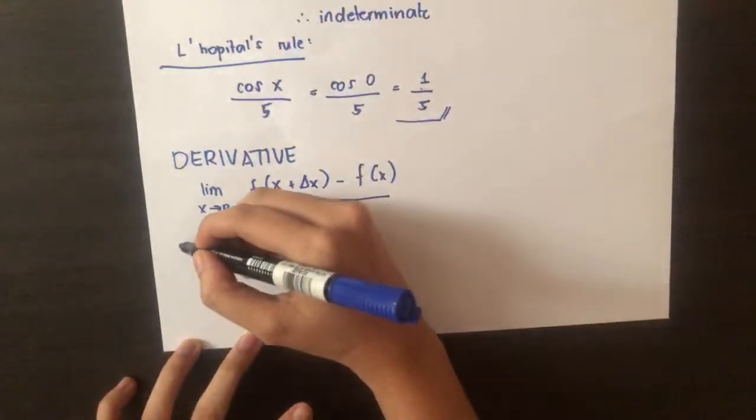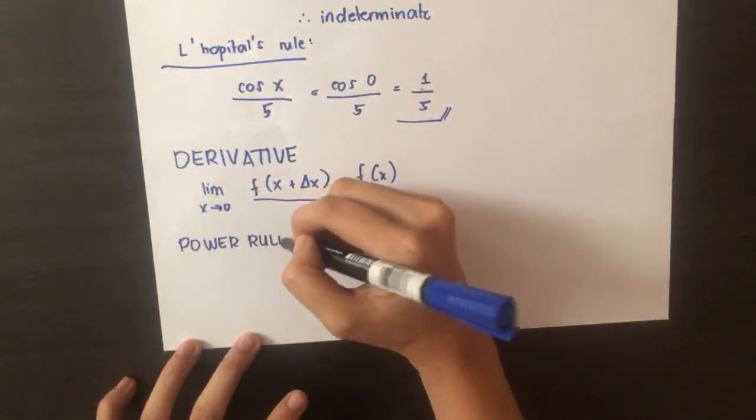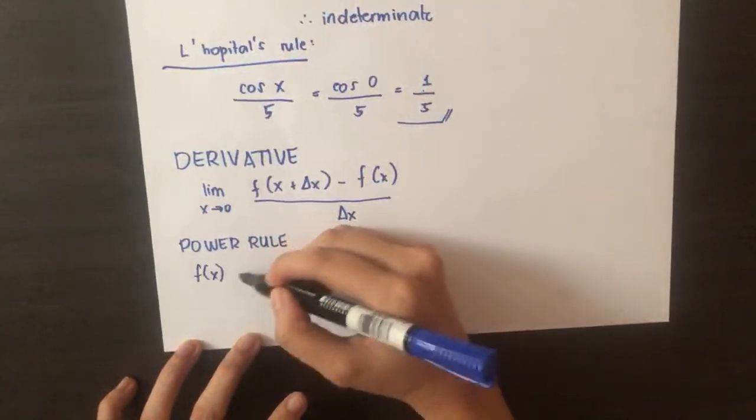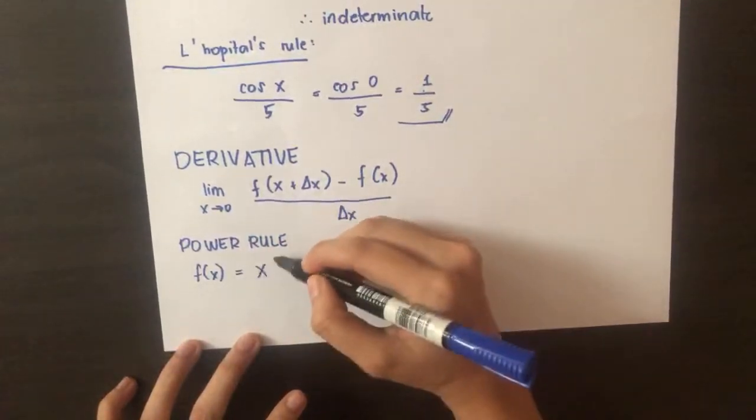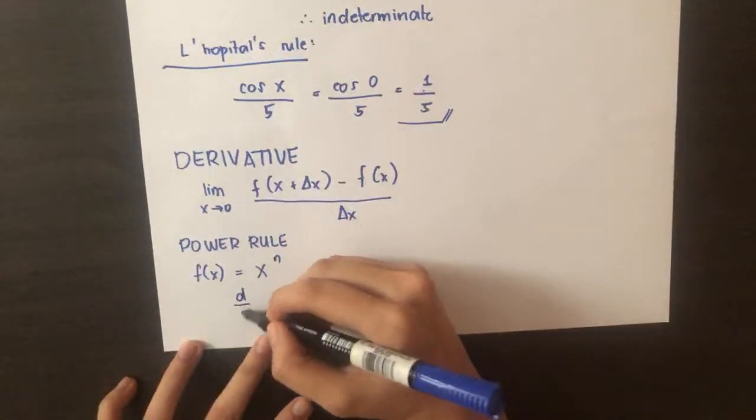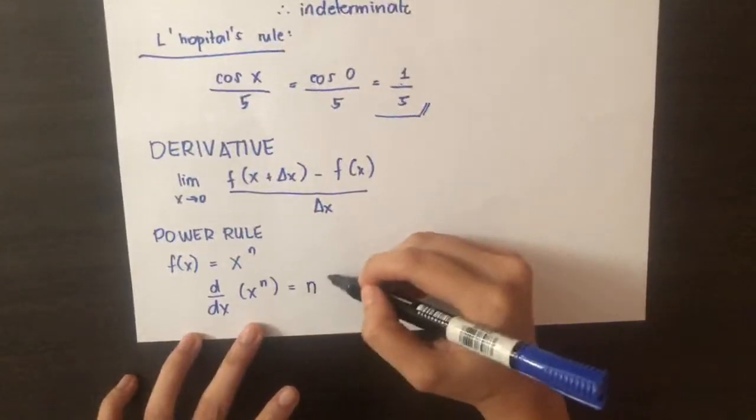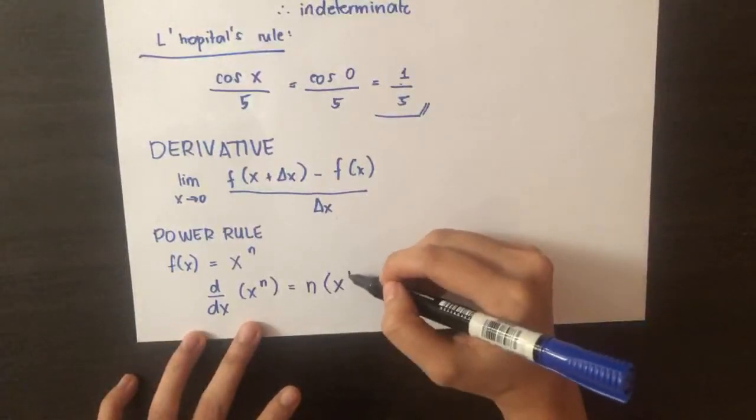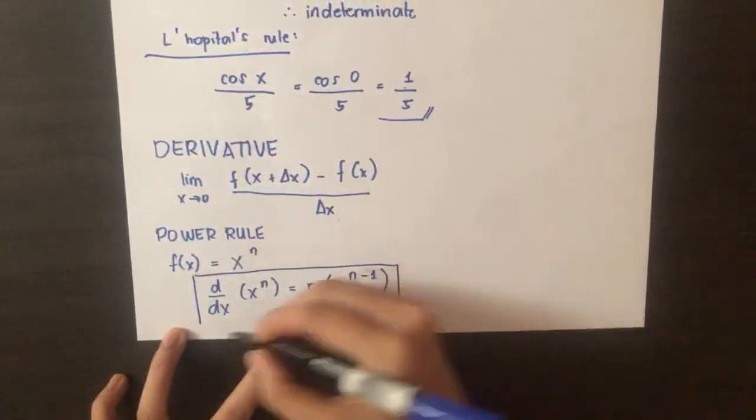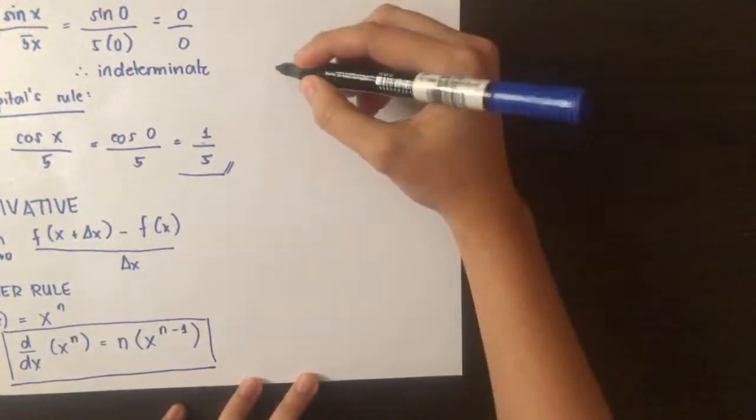So, first rule is power rule. For example, I have function of x is equal to x raised to n. So, kapag kinuha ko yung derivative niyan, the formula will be n times x raised to n minus 1. So, this is a formula of the power rule.